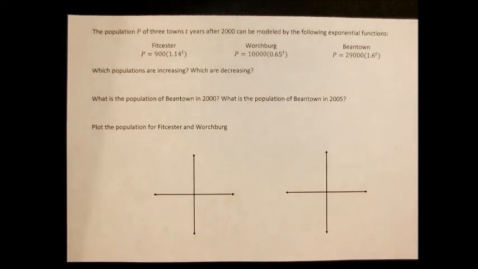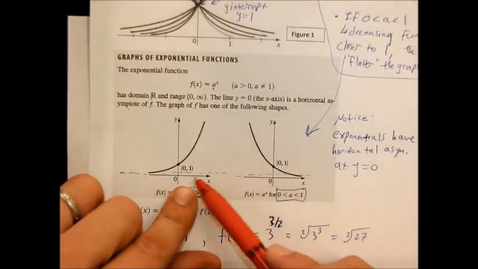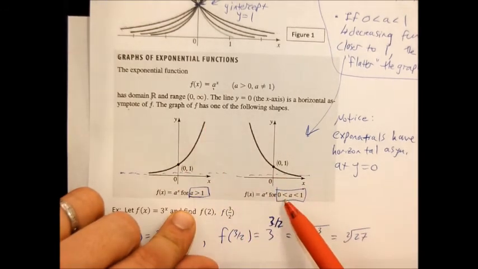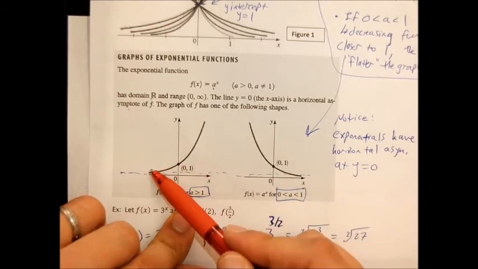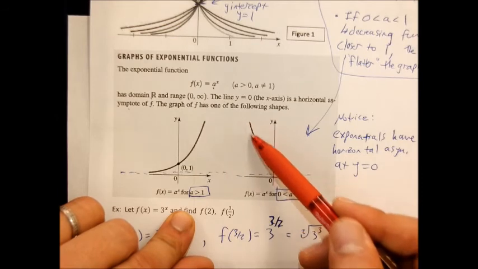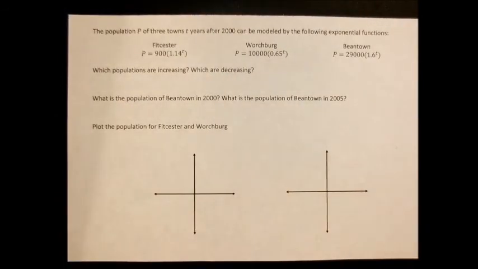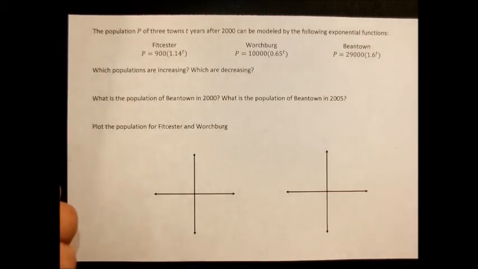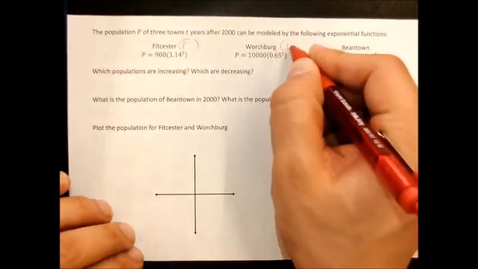So, trying to find that picture from last time. Here it is. We had this picture last time that said if the function has a base bigger than 1, it goes up. And if the function has a base that's a fraction between 0 and 1, it goes down. And so an increasing population would look like the left-hand one, right? That's a thing that's going up. And a decreasing population would look like the right one. And so when we look at these three problems, we kind of look at the A's and think about which ones are bigger than 1. And so I'm just going to note this by their first letters, F, W, and B.